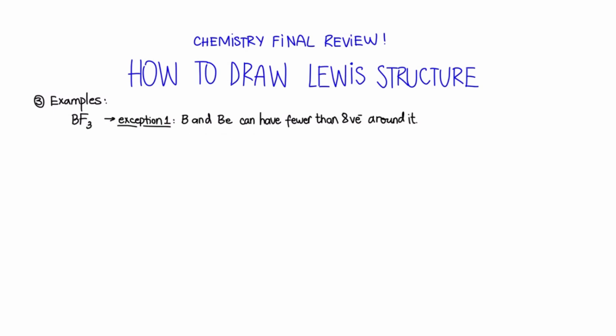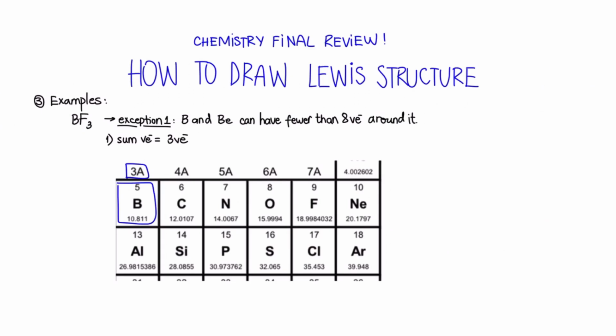Here's exception 1. Exception 1 says that boron, B, and beryllium, Be, can have fewer than 8 valence electrons surrounding them. So make sure we keep in mind this exception as we go ahead and draw the Lewis structure for BF3. First of all, we start by summing the number of valence electrons in BF3.